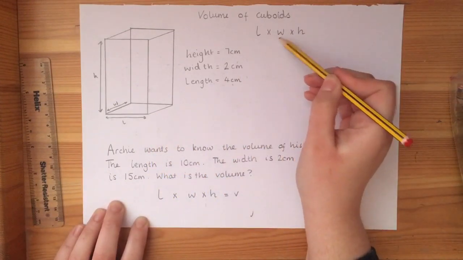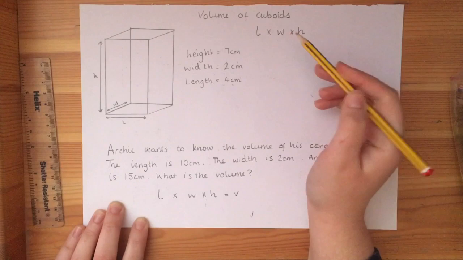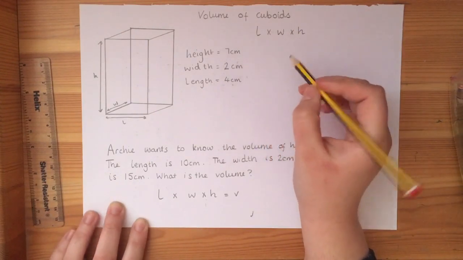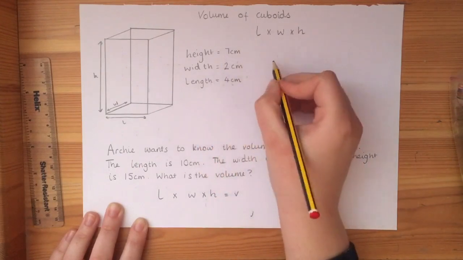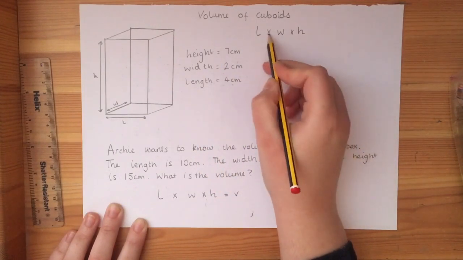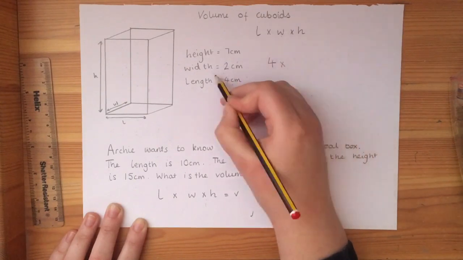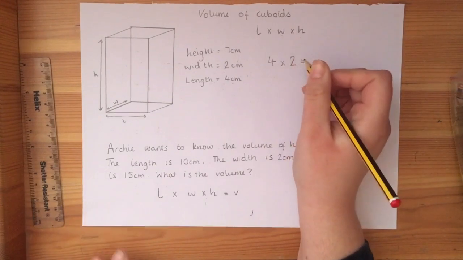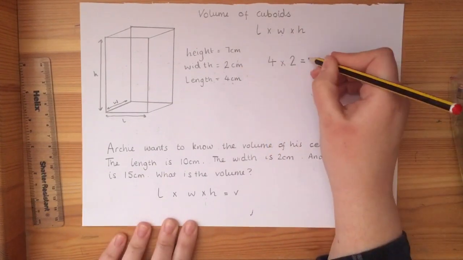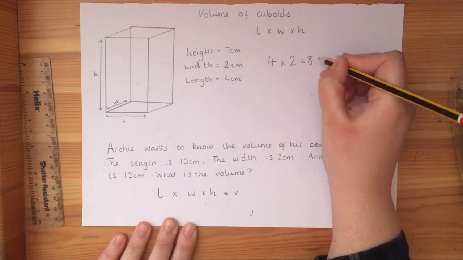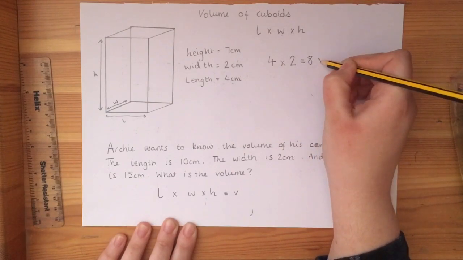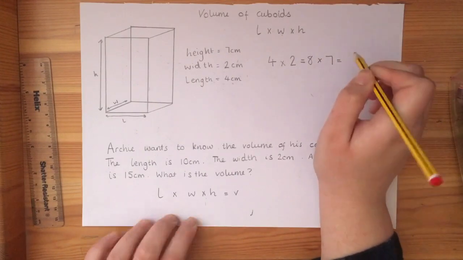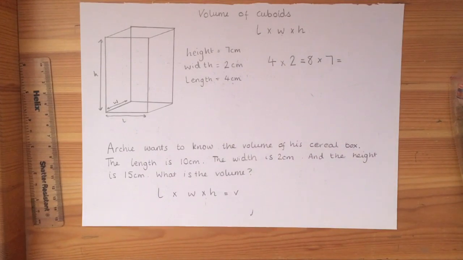So I'm still doing the same calculation, I'm still doing it the same way, but just with different numbers this time. So let's start with the length first. So that's 4 centimetres, so it's 4 times, I look for my width, that's 2. So my first thing I need to work out is 4 times 2. Well, I know that that's 8. And now I need to work out 8 times 7. Right, pause the video here, see if you can work out 8 times 7.